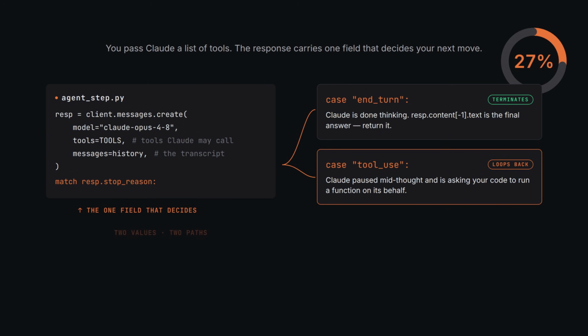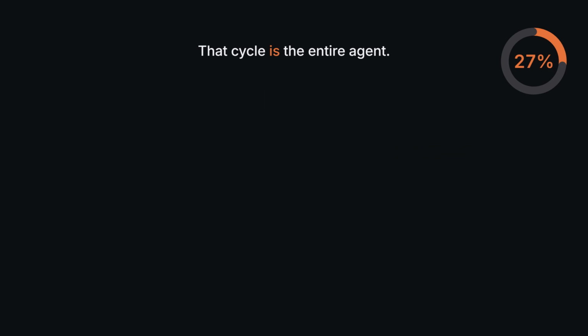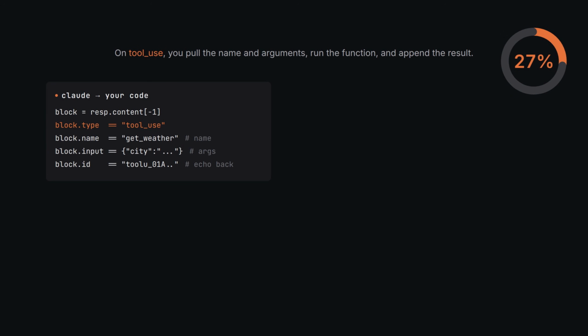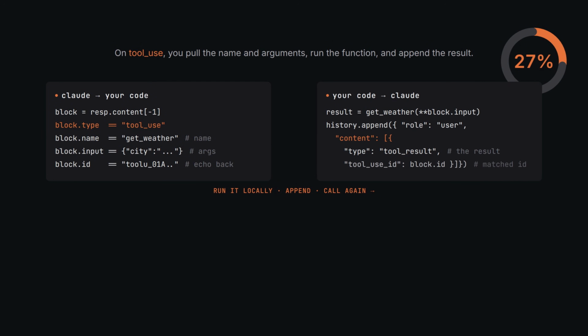If stop reason equals tool use, Claude has paused mid-thought and is asking your code to run a function on its behalf. You pull the function name and arguments off the response, you execute that function locally, you append the result back to the conversation history as a tool result message, and you call messages.create again with the updated history. Claude picks up where it left off and either calls another tool or finishes. That cycle, call, inspect, execute, append, call, is the entire agent.